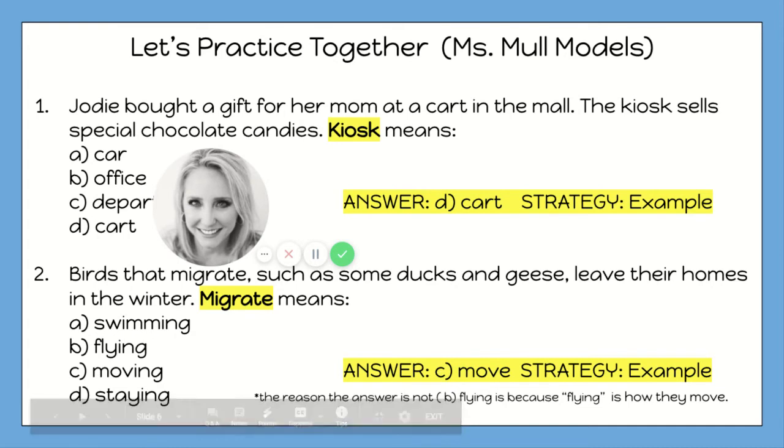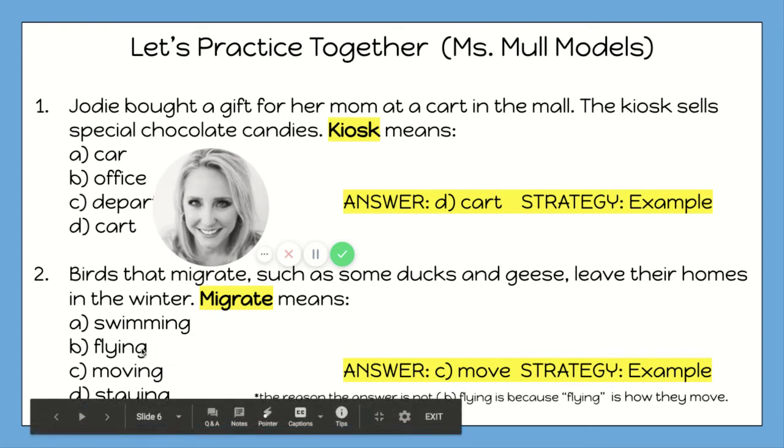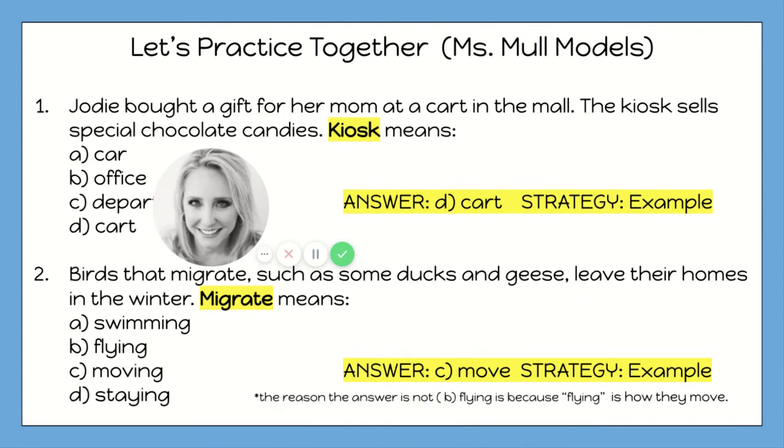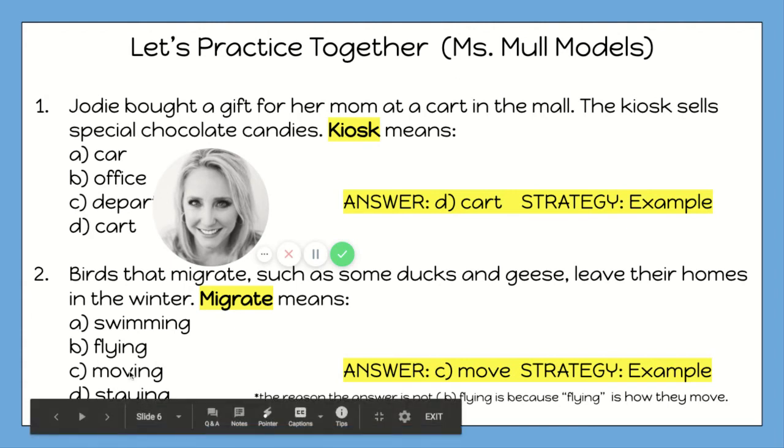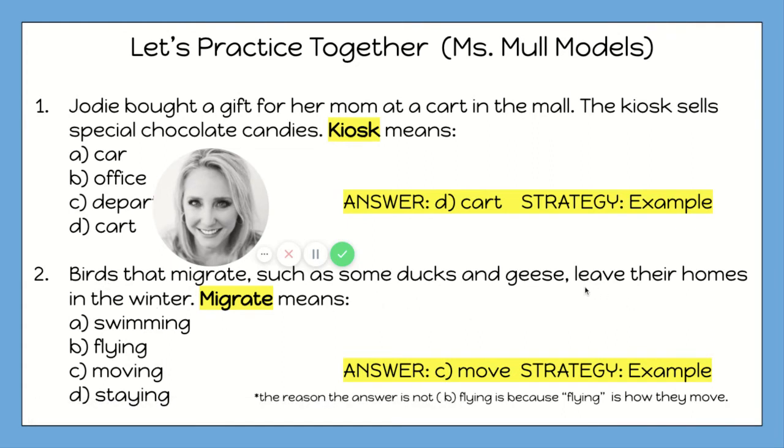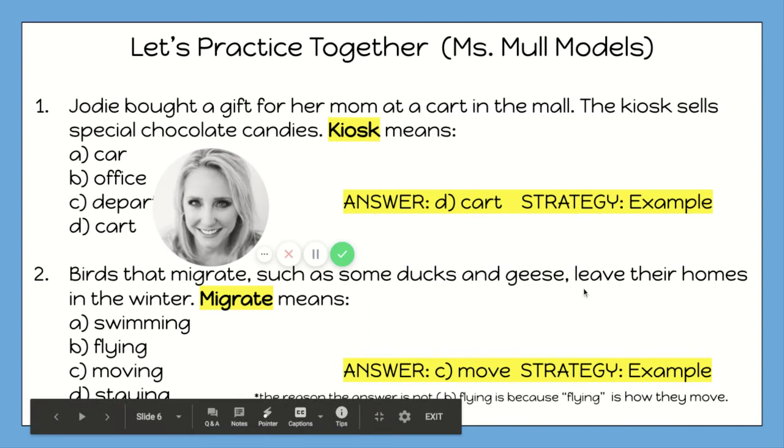The author gives you an example of migrate. He gives you the example of the ducks and the geese moving. One of the things you might have done is think, well, they fly. They're flying. They're not swimming to the south. They're flying south. But the reason why the answer is not flying is because flying is how they are moving. When you move houses, you're not flying, you're moving.